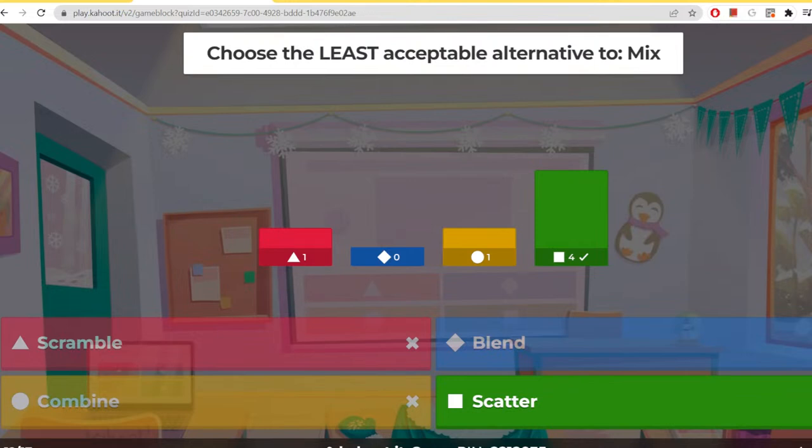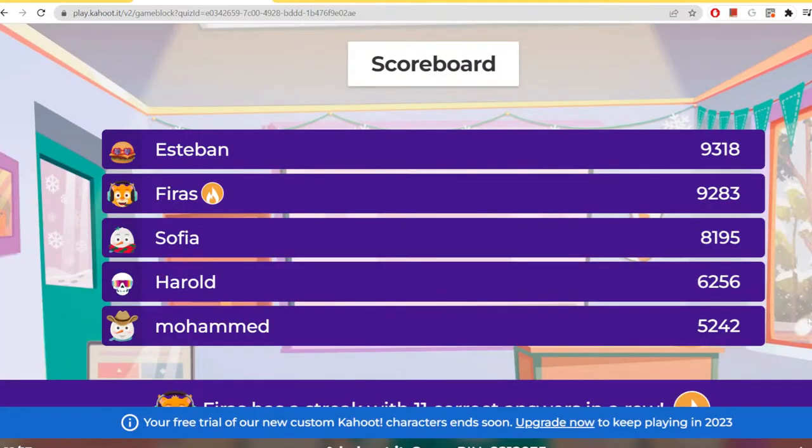Scatter is the correct one. Yeah. The other three really all could be synonyms of mix, right? When we think about mixing something, we are putting things together. We could be blending a smoothie, mixing something in the blender. The blender is sometimes called the mixer, depending on who you talk to. Scramble is also to mix stuff up. You think of scrambled eggs. Combine, very similar. Scatter, though, means we put things in different directions, right? Where something scatters in many different directions. So that would actually be the least acceptable alternative.